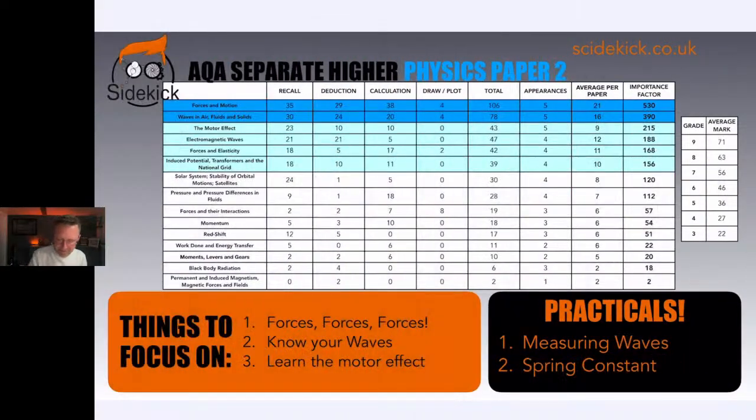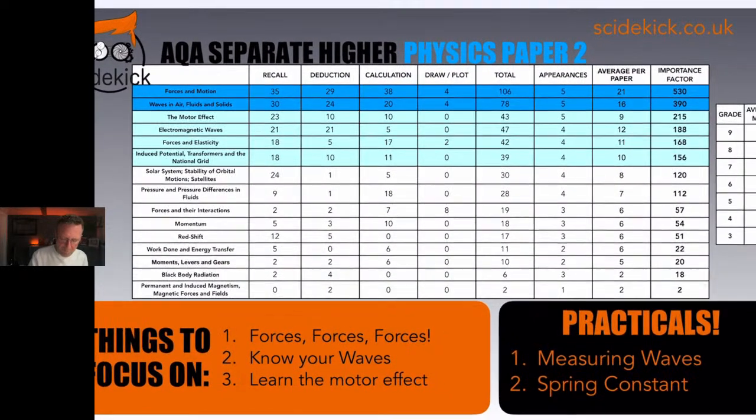Now, lastly, physics paper 2. Again, loads and loads of calculations, loads and loads of deduction marks, fewer recall marks compared to the other subjects. Number 1: forces, and more forces. Practice as many questions as you can get your hands on for forces, because then you will be having a right party in the exam. On average, it's 21 for forces plus 11 for elasticity, so that is 32 marks. So a third of the paper on average is forces.